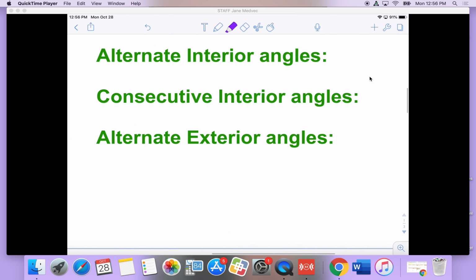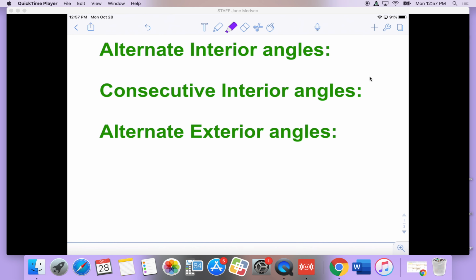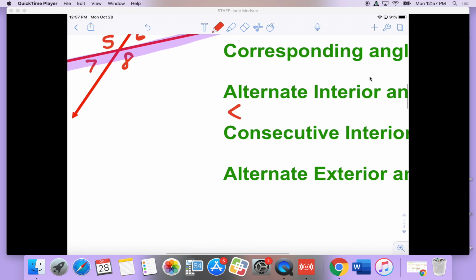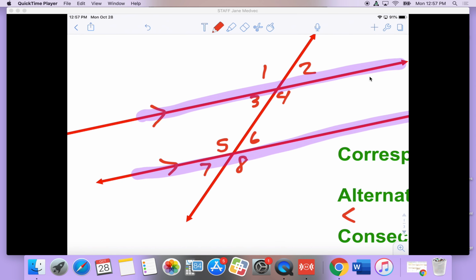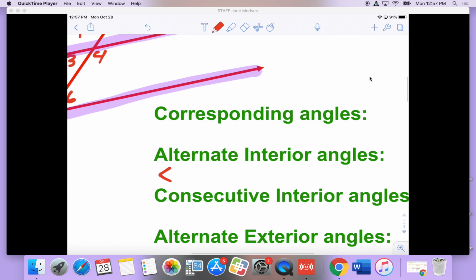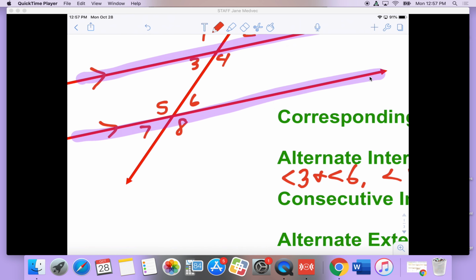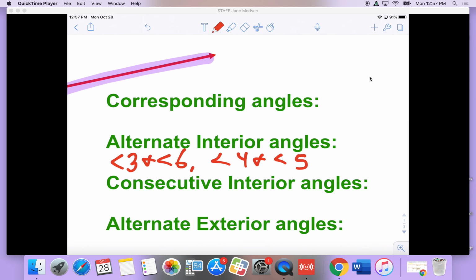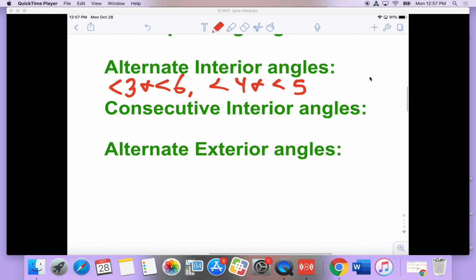And I'm going to start down here where it says alternate interior angles. So if I'm going to label the alternate interior angles, again, I'm looking at the inner ones. And I'm going to pick angle 3. What would be the one that's alternate interior to that? Angle 6. Remember, they kind of form an X. So angle 3 and angle 6, and then angle 4 and angle 5. That's right. They're alternate interior.